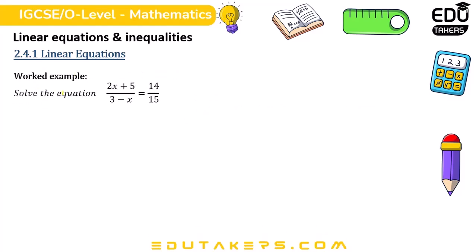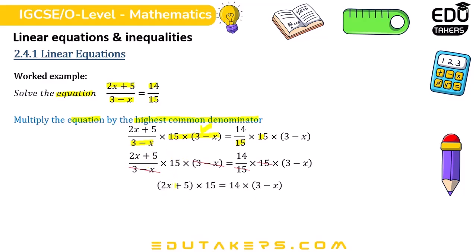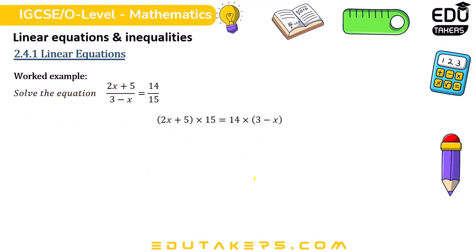Worked example: solve the equation 2x plus 5 over 3 minus x equals 14 over 15. Multiply the equation by the highest common denominator. And the highest common denominator is 15 times 3 minus x. So we multiplied both sides by this number, 15 into 3 minus x. Now this 3 minus x will be cancelled with this one, and this 15 will be cancelled with this one. Okay. Now this will be 2x plus 5 times 15 equals 14 times 3 minus x.